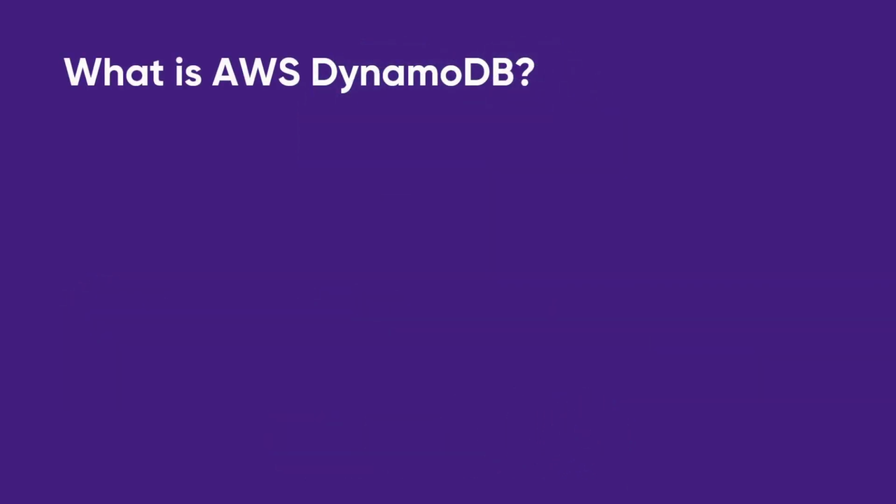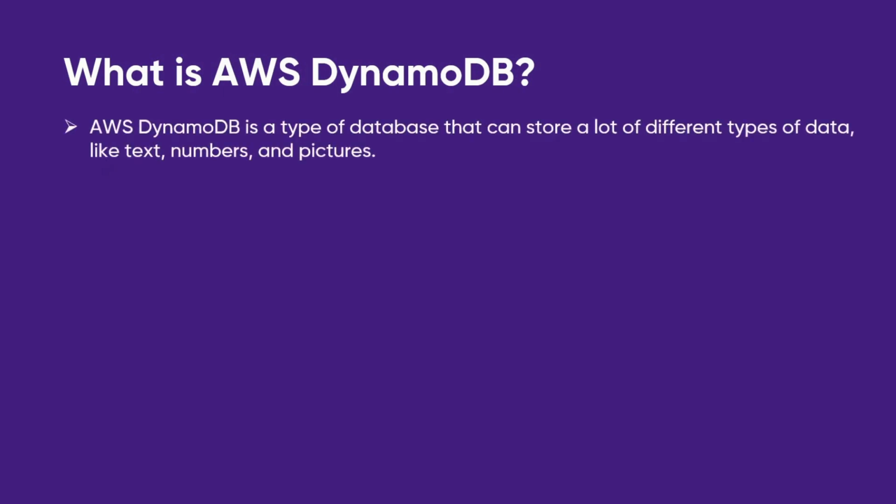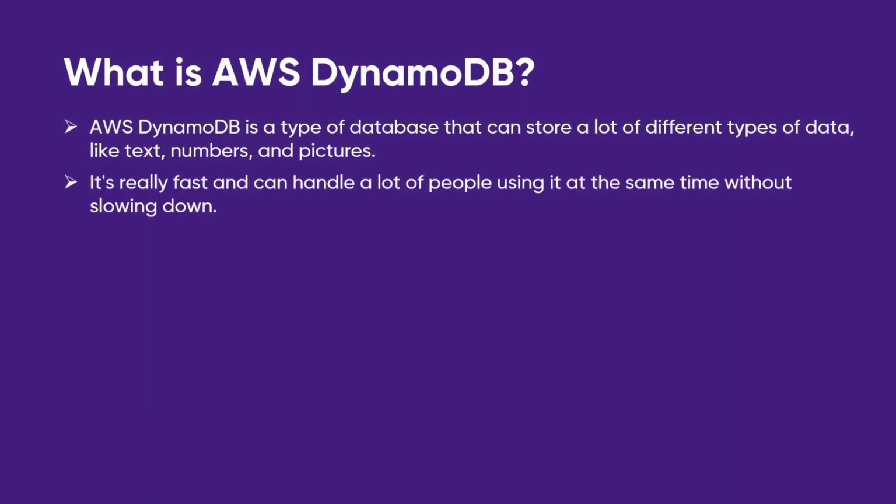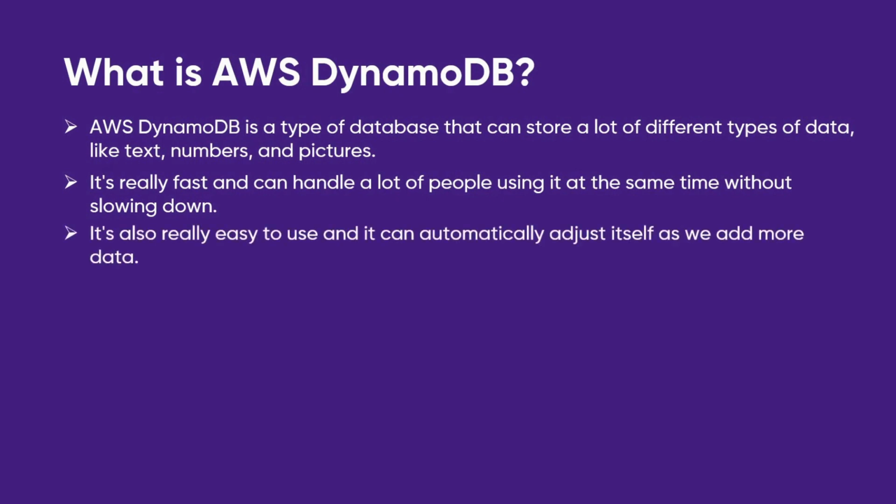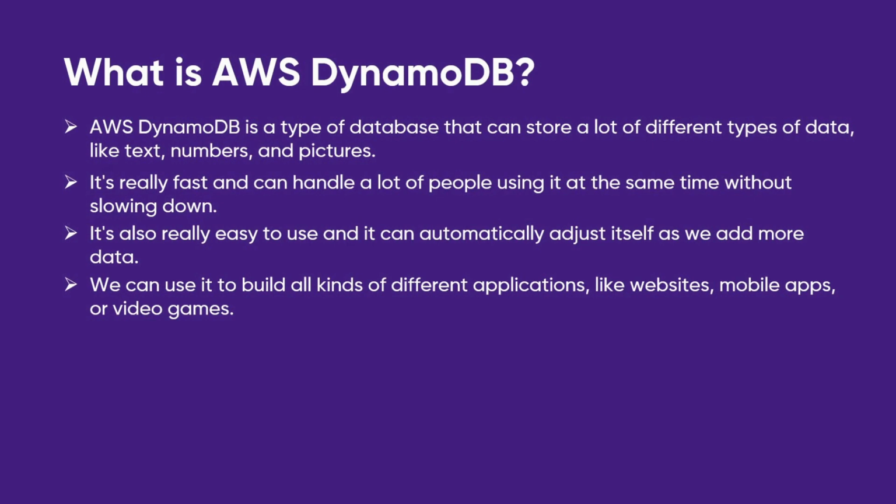So first of all, we will see what is AWS DynamoDB. AWS DynamoDB is a type of database that can store a lot of different types of data like text, numbers and pictures. And it's really fast and can handle a lot of people using it at the same time without slowing down. It's also really easy to use and it can automatically adjust itself as we add more data. We can use it to build all kinds of different applications like websites, mobile apps or video games.